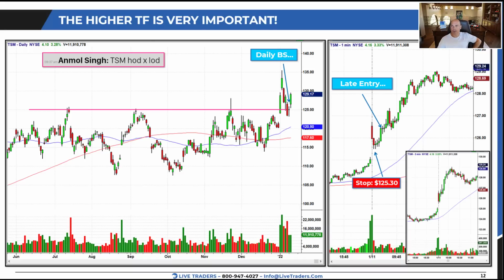The higher time frame is very important. We talked earlier about your higher time frame bias. Okay, you're going to start with a daily or a 60 if you're an intraday trader, and if you're a swing trader, you're going to start with a monthly or a weekly. Okay, but the concept's the same. So if we look at Taiwan Semiconductor, TSM, this is a stock that gapped up over here. You see the pink line? It's taking out the pink line, but it's not just the pink line, it's even clearing the topping tail.